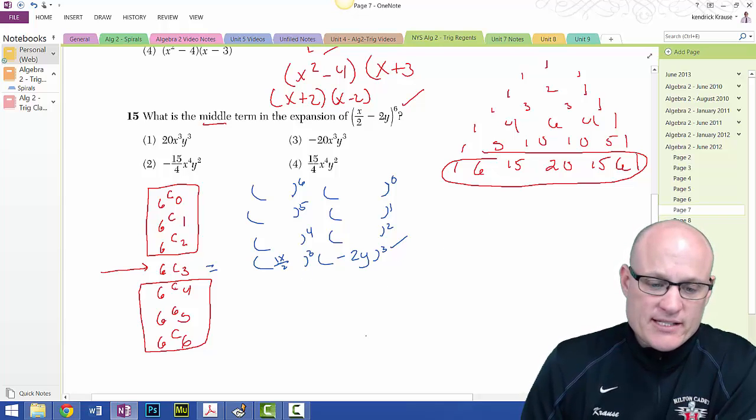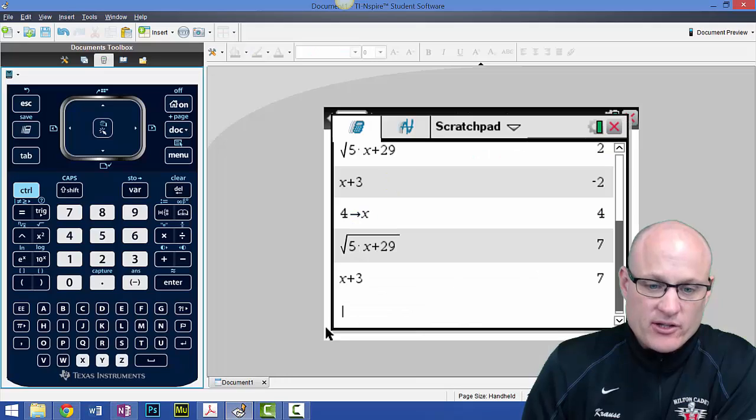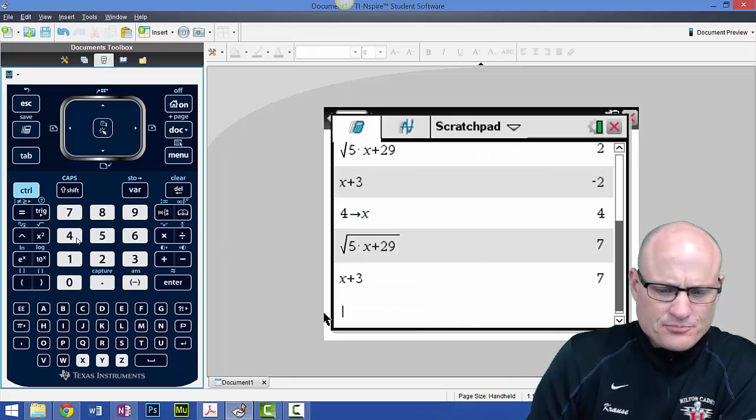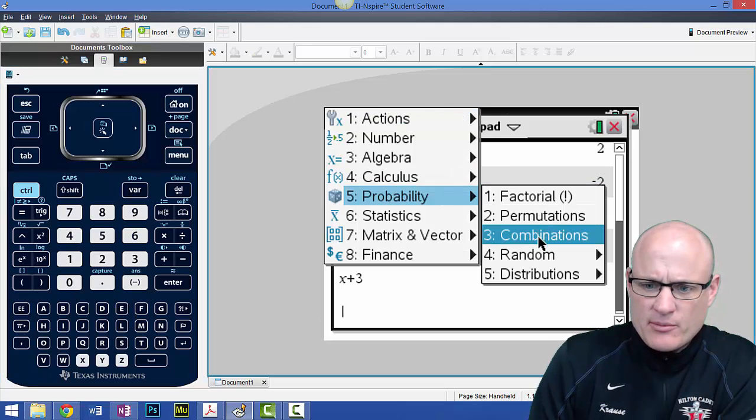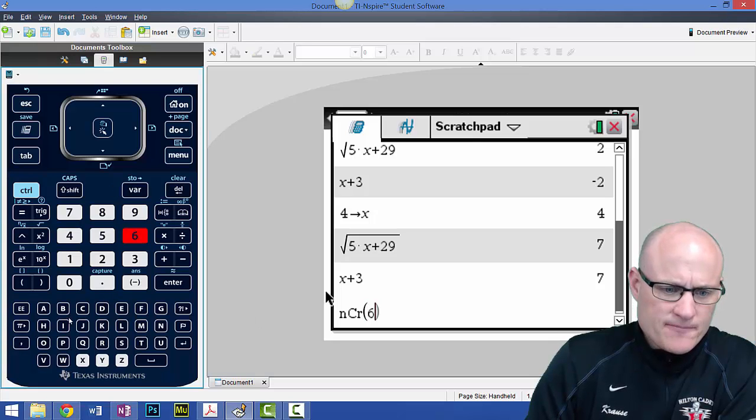So the first thing I want to do is figure out what this 6C3 is. By the way, it's probably 10, but I mean, it's probably 20. But let's just go menu, probability, combination, 6, comma, 3.